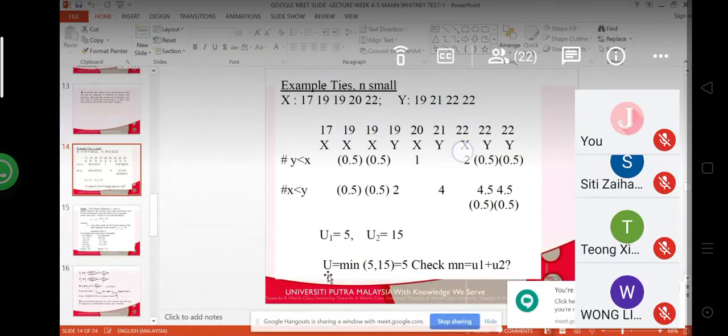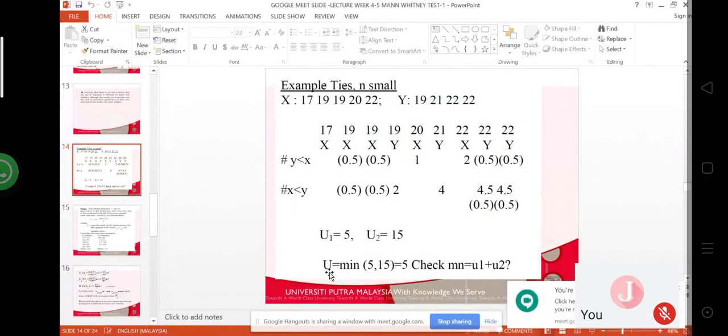Then you need to compute the Mann-Whitney test. The Mann-Whitney test is denoted as U, the minimum of U1 and U2. And again, to check whether what you have got here is correct or not, you have to look at whether U1 plus U2 equals mn. If yes, meaning that you have it correct. You understood well.